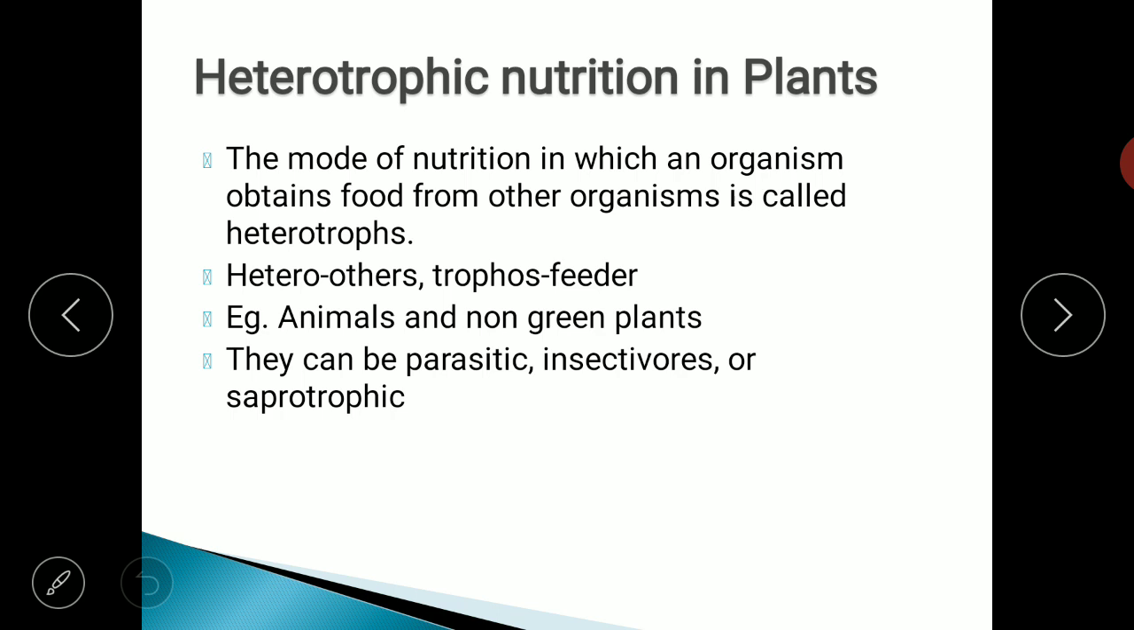So, a mode of nutrition in which an organism obtains food from other organisms is called heterotrophic. Hetero means others and tropos means feeders. Means those animals which feed on others are called heterotrophs. Animals and non-green plants are examples of heterotrophs.